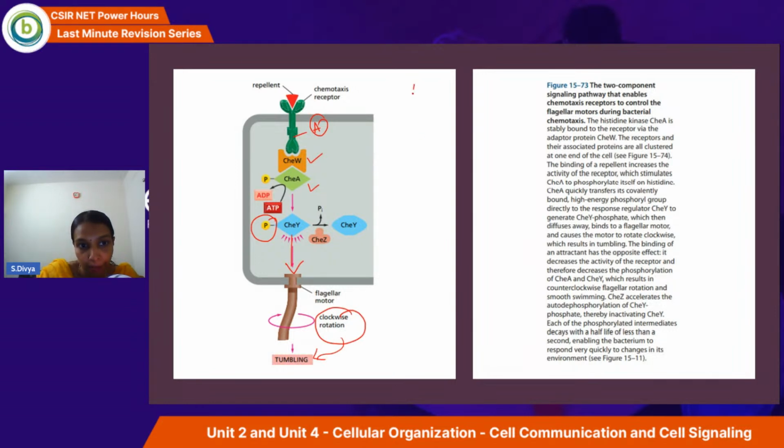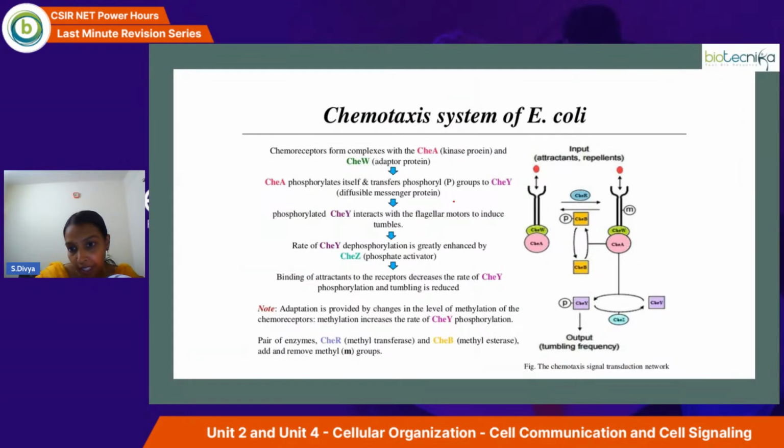On the other hand, if attractant goes and binds to the receptor, what happens? This activity will be reduced. Phosphorylation will be reduced. Not only that, whatever phosphorylated CheY was there will be acted on by CheZ, and they will remove the phosphate group and make it dephosphorylated CheY. This will help in counterclockwise direction, helps in running or swimming. That is the concept over here. Now, if you apply this concept in this image, you will understand better.